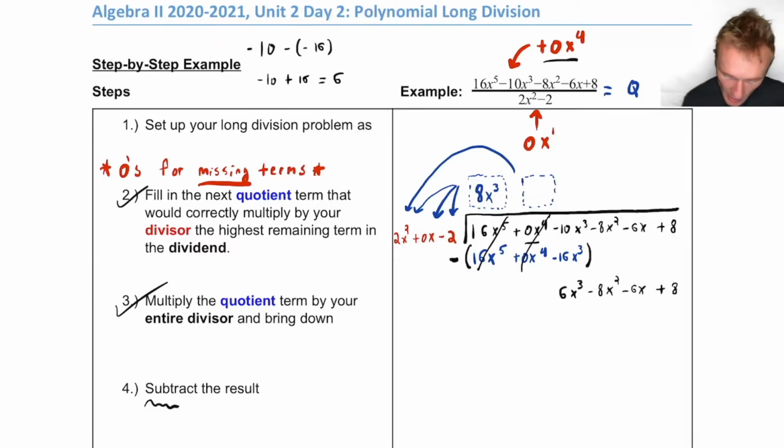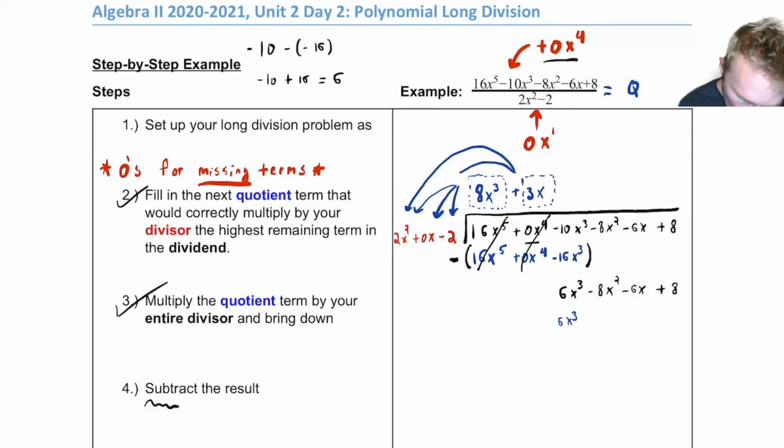Okay, well, I need to get from something times 2 is 6. That's going to be 3. And then I need to get from x squared to x to the third, I need one more here. I need a 3x, so I need plus 3x. So let's see what happens here. 3x times 2x squared. There's my 6x to the third.